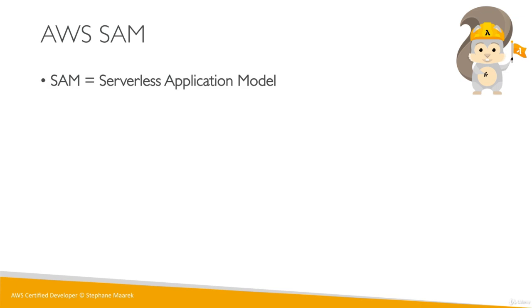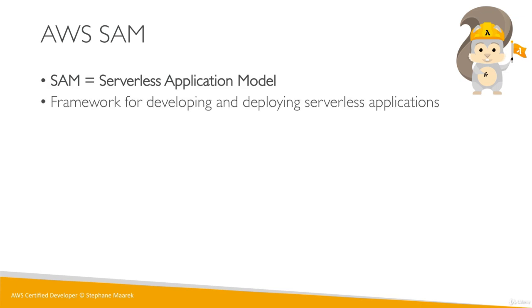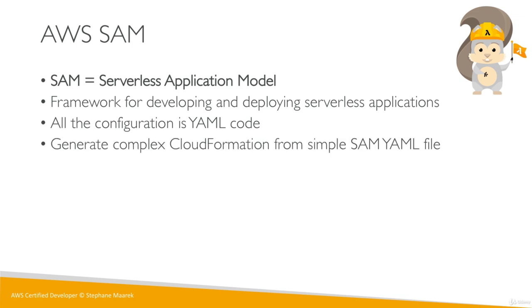So what does it do? Well, SAM stands for Serverless Application Model, and as I said, it's a framework you're going to write to deploy and code your serverless applications. All the configuration for your serverless applications is going to be YAML code, but not any YAML code. It turns out that it's actual CloudFormation code, and so from simple YAML code in the SAM format, we're going to generate complex CloudFormation code. And so we'll see how we do this using a simple command.